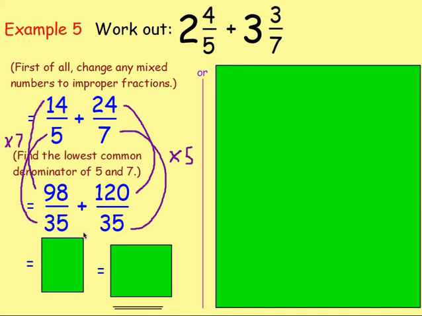Good. So because you've got something over 35 and something over 35, you know your answer will be something over 35, and all you do is just add the numerators. So do 98, add on 120, which gives you 218 over 35.